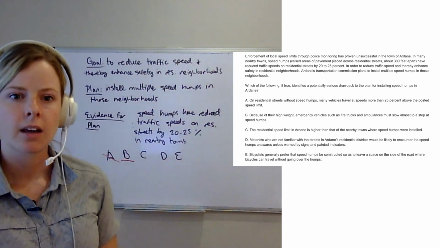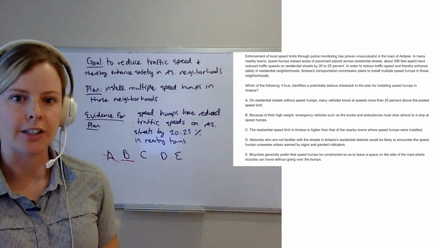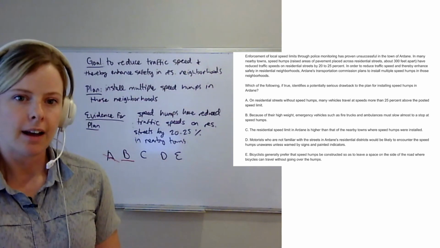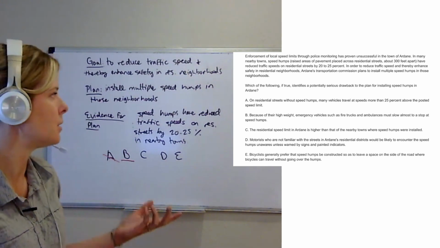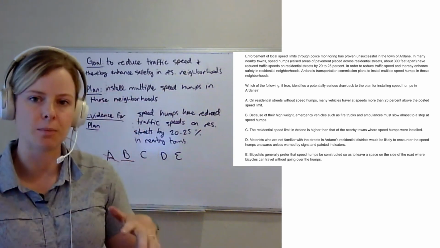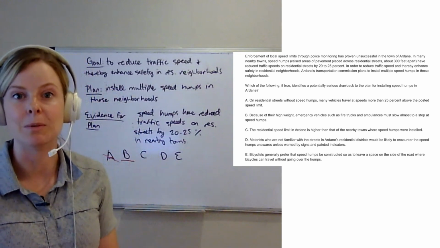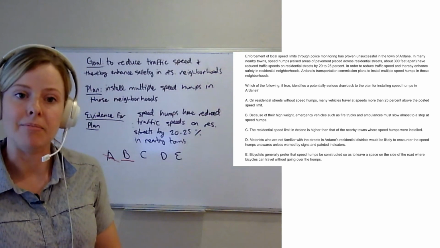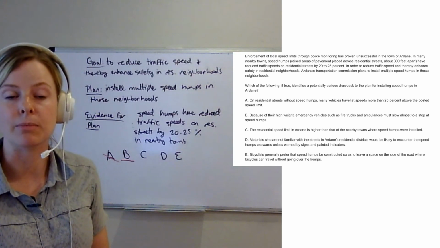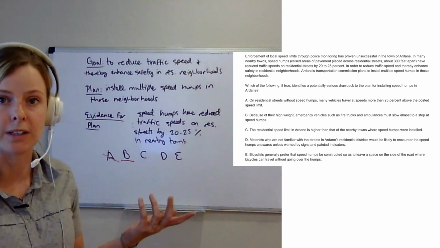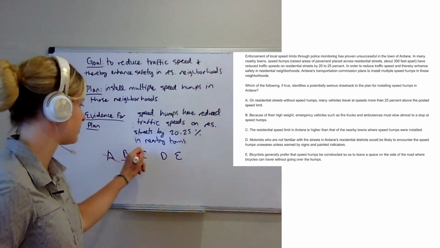C. The residential speed limit in Ardane is higher than that of nearby towns where speed humps were installed. We really have no idea how this interacts with the information here. So the speed limit is higher. Just kind of seems like, all right, these speed humps will reduce that speed. Seems still like a good idea to throw the speed humps in there. There's nothing here that identifies a drawback to installing these speed humps. Get rid of C.